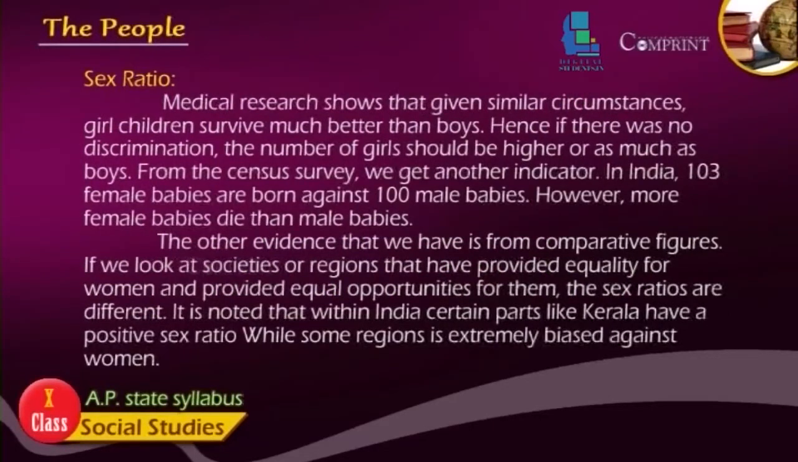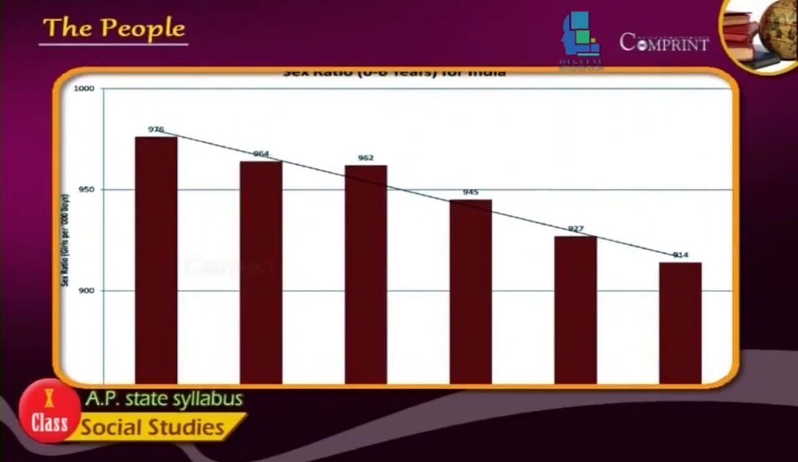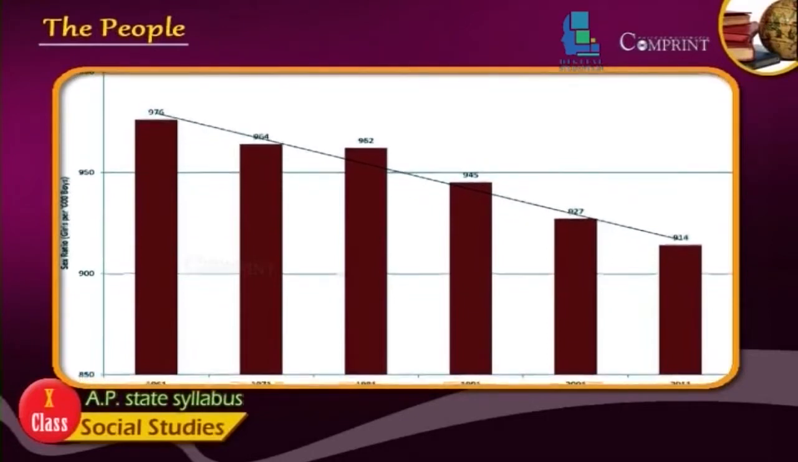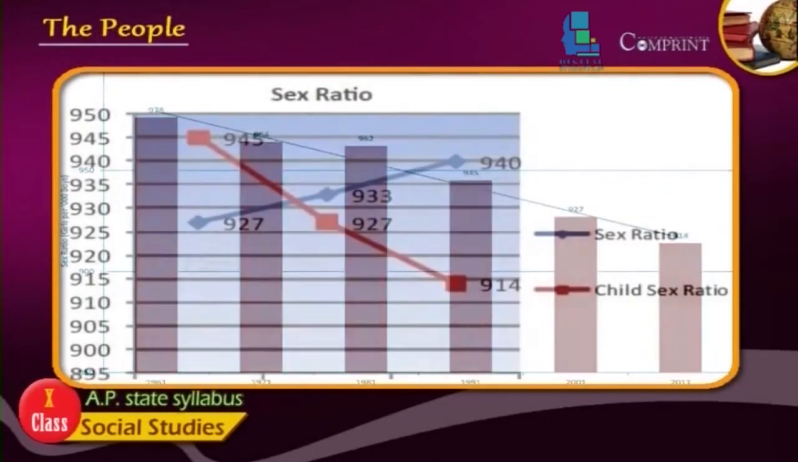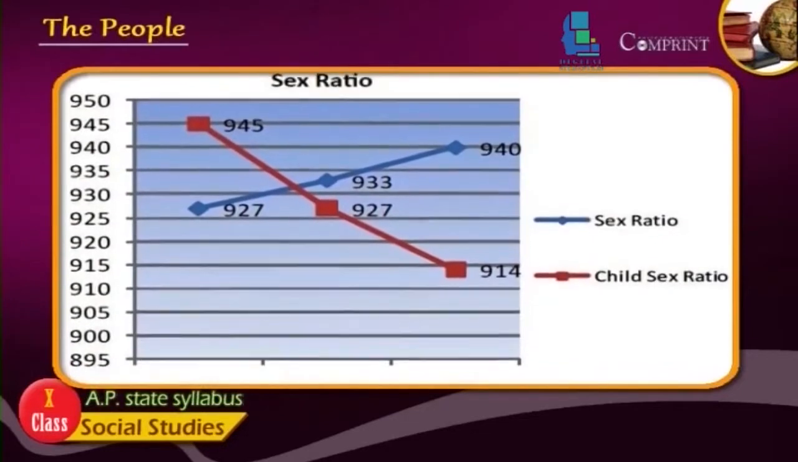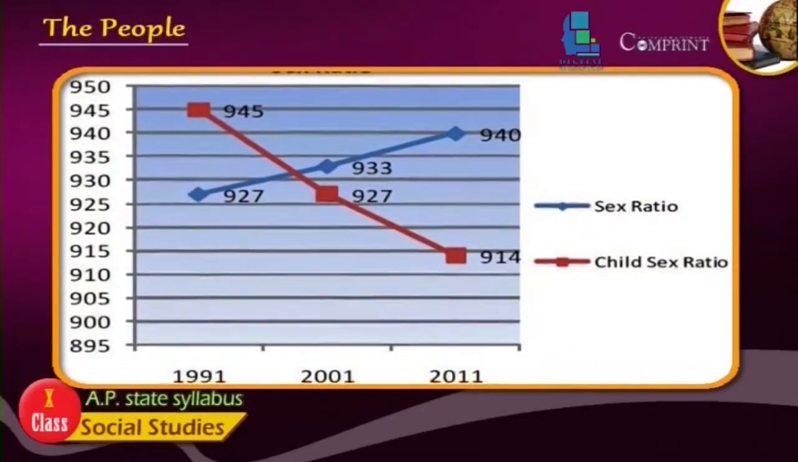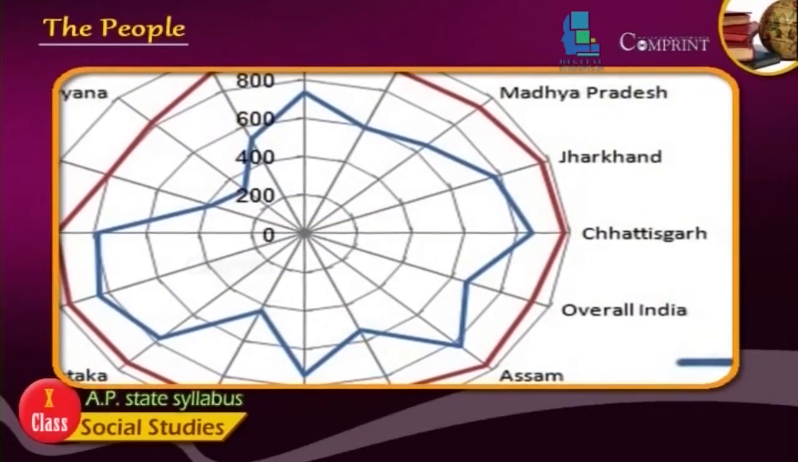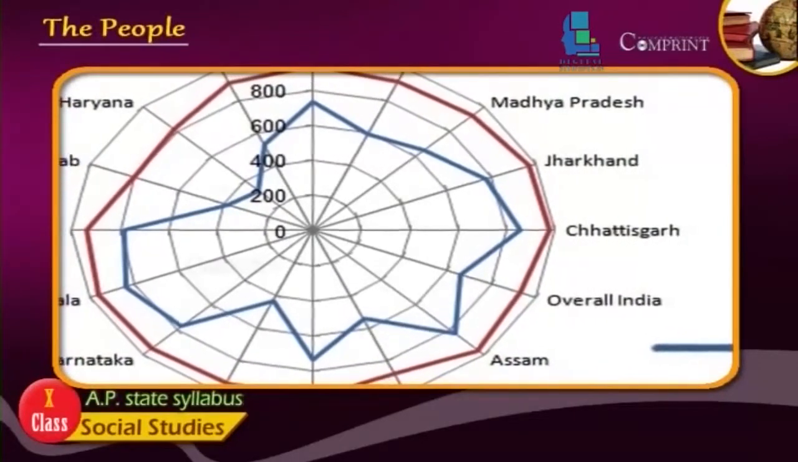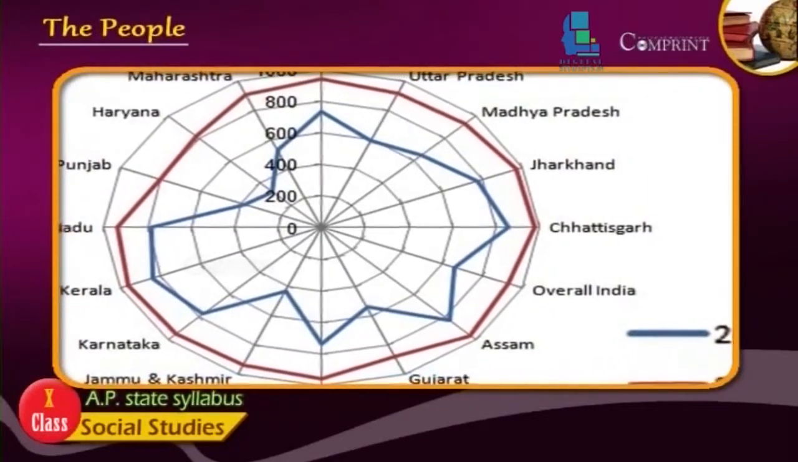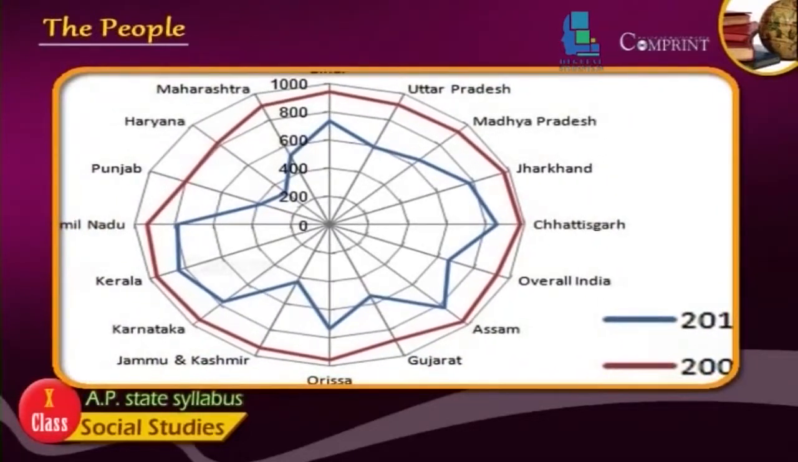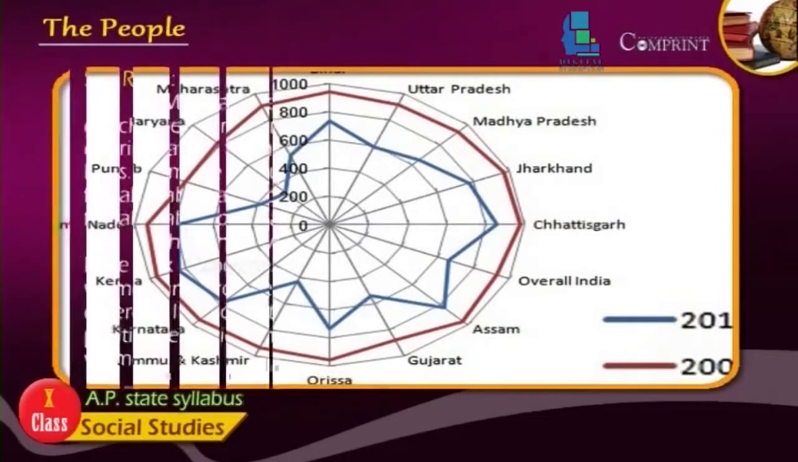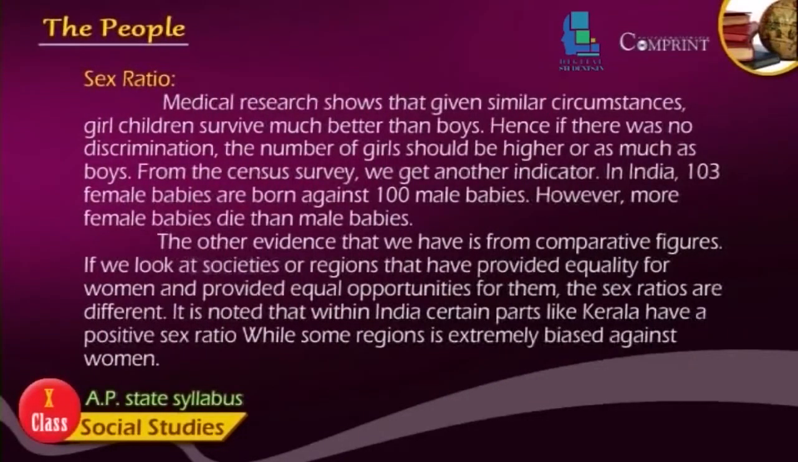Medical research shows that given similar circumstances, girl children survive much better than boys. Hence, if there was no discrimination, the number of girls should be higher than or as much as boys. From the census survey, we get another indicator. In India, 103 female babies are born against 100 male babies. However, more female babies die than male babies.